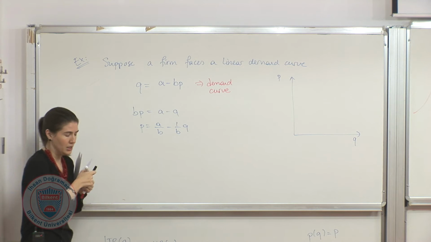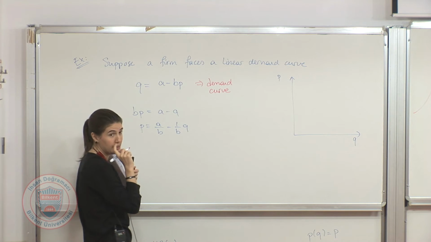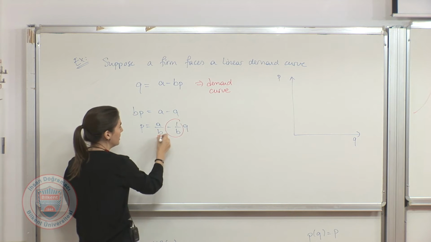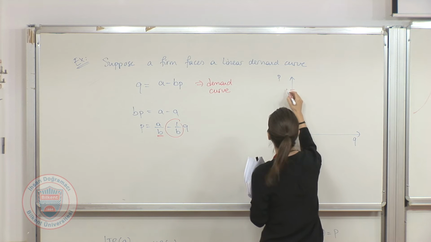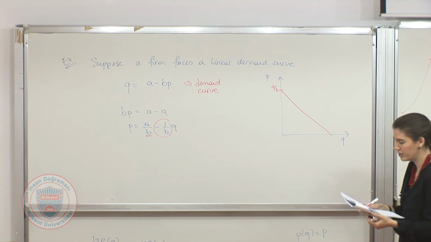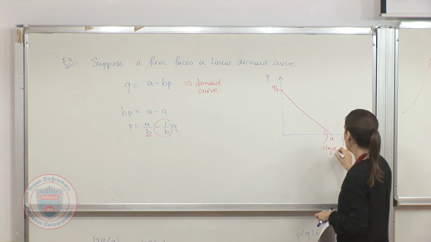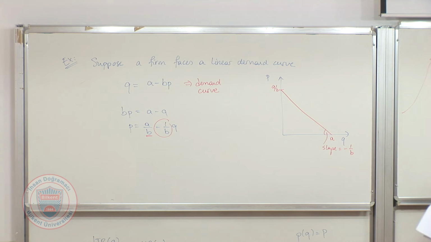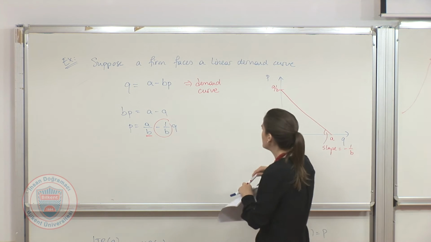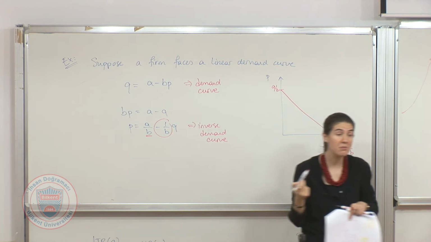P equals A over B minus 1 over B times Q, right? So what is the slope of this inverse demand curve? It is minus 1 over B, right? And the intercept here is A over B, it goes here, okay? And this part is A, and the slope is, as you said, Hocam, minus 1 over B, okay? So this is the inverse demand curve. Sometimes this is useful, sometimes that is useful, okay?